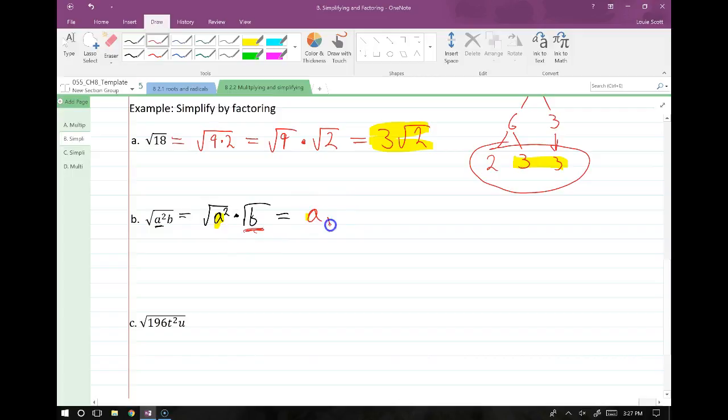Voila. You can see that worked on the a because we had an even number up there. It didn't work on the b because that's an odd number. These are just squares. The b is flying solo.